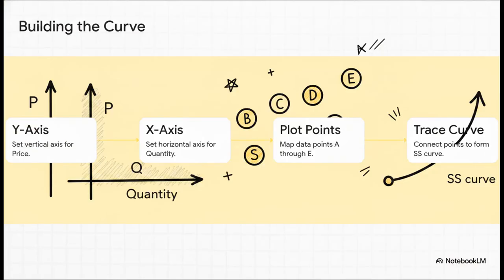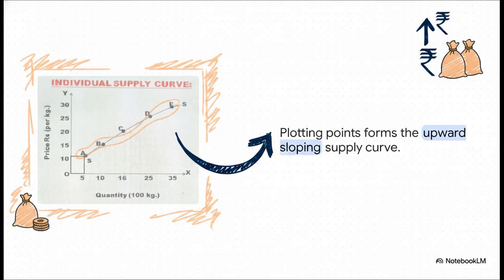To build this out visually, it's basically just mapping our data step by step. We set the vertical y-axis for the price of good X, and we set the horizontal x-axis for the quantity supplied. Then, it's just a matter of plotting our 5 data points, A through E, exactly as they showed up in our schedule, and finally, tracing that SS supply curve. And wow, doesn't this just brilliantly illustrate the whole concept? As we connect those points, A, B, C, D, and E, we reveal this distinct upward-sloping SS supply curve.